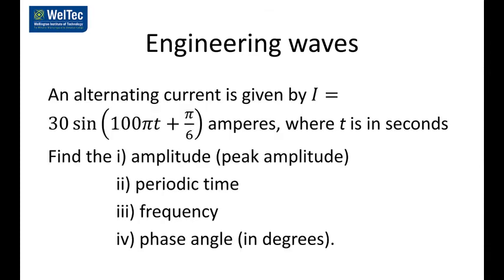This is a common exam question. You're given the alternating current. So find the amplitude. The amplitude is going to be 30 amps. The periodic time is going to be 2 pi over 100 pi.